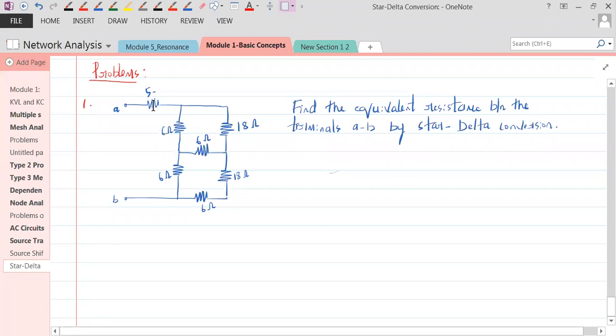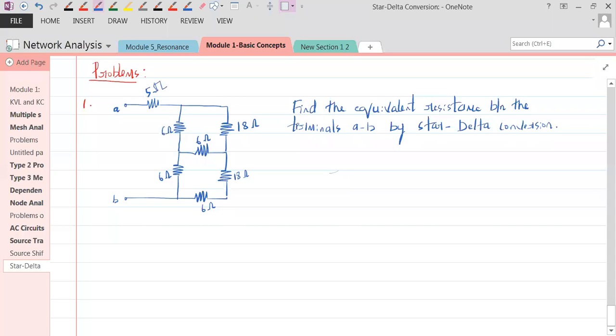Fine. Then 5, 6, 18 is a star. 6, 6, 6 is a star. Then 6, 18, 18 is a star. Fine. 6, 6, and these two are in series. See, 18 and 6 are in series. So this series combination, then this and this is a delta combination, a delta network. So there are so many stars and so many deltas. Which star or which delta to approach for the given problem is what we need to think of. So always remember this.